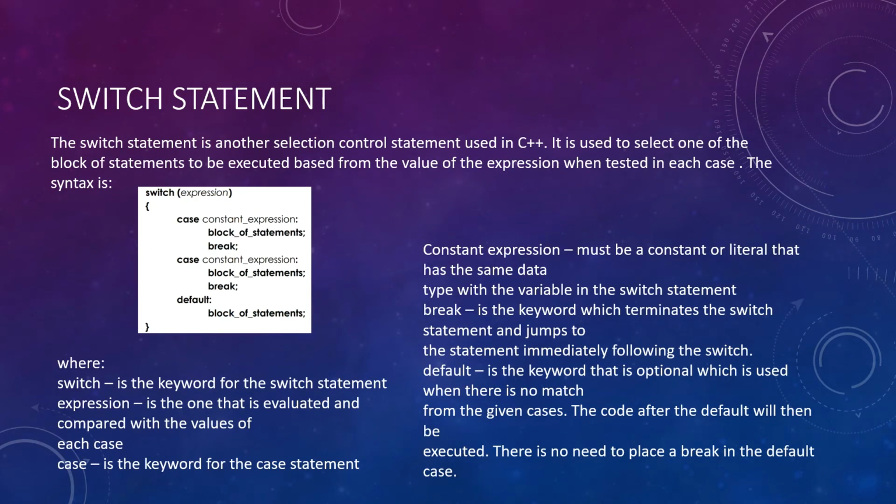Switch statement. The switch statement is another selection control statement used in C++. It is used to select one of the blocks of statements to be executed based on the value of the expression when tested in each case. The syntax is switch, open parenthesis, expression, and close parenthesis.